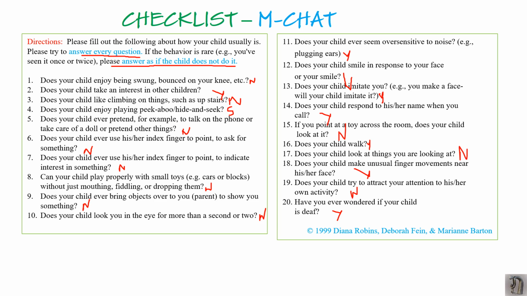So we have to count how many no's you have. 1, 2, 3, 4, 5, 6, 7, 8, 9, then 10, 11, 12. So you have 12 no's in the screening checklist. Just keep in mind that there are 12 no's and the remaining are yes. We will try to answer when we go to the scoring part.